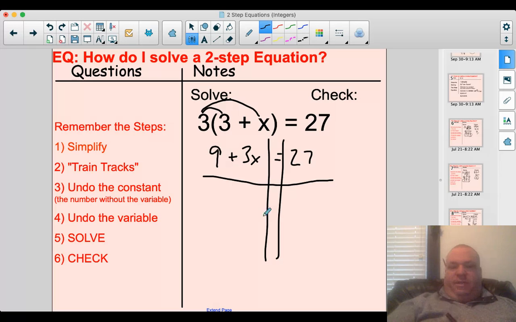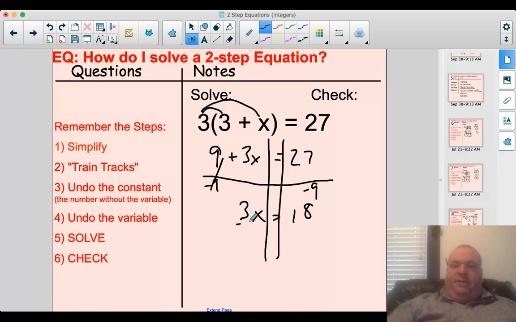Do my train tracks. Get rid of the constant. It doesn't matter that you have the constant, then the x term, and adding the order doesn't matter. So I'm going to get rid of the 9 by subtracting 9. Always got to do it to both sides. I get 3x equals 18.